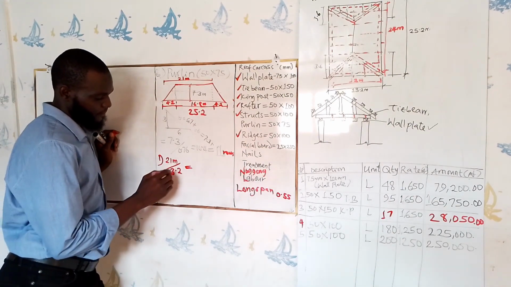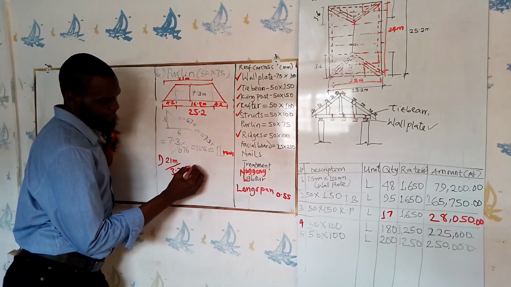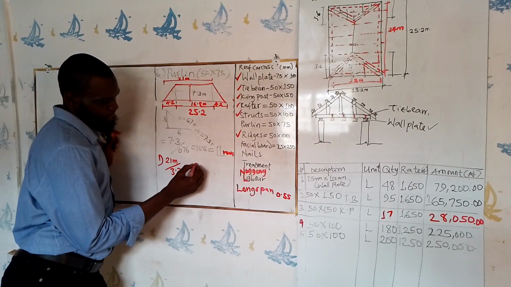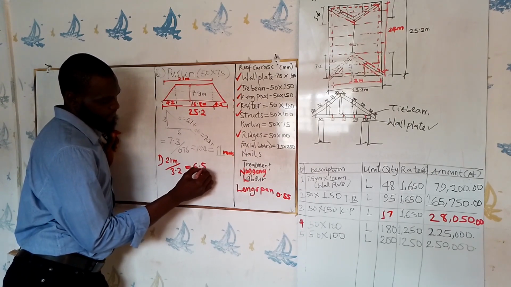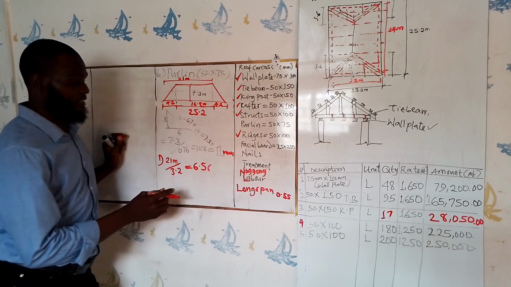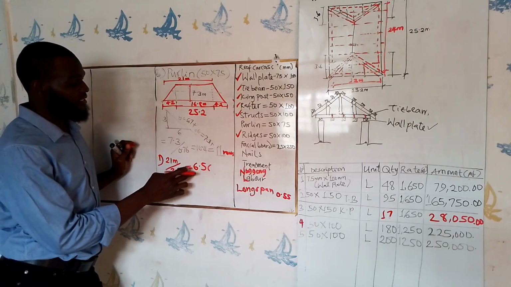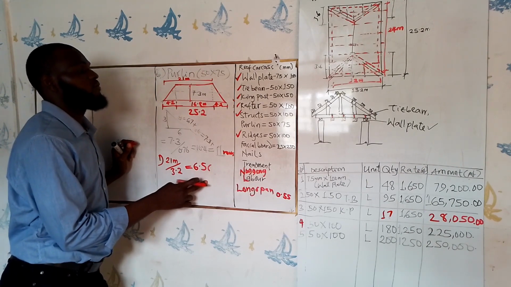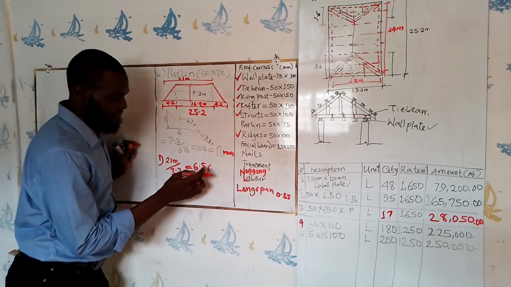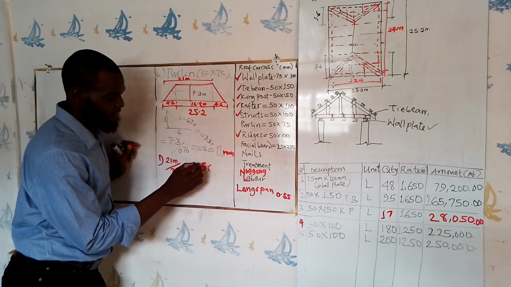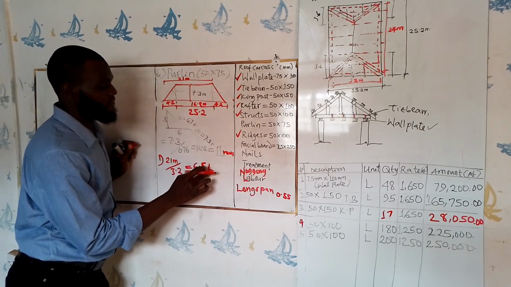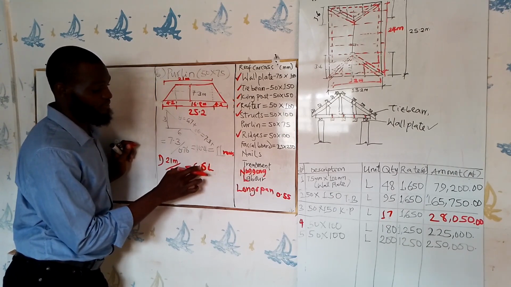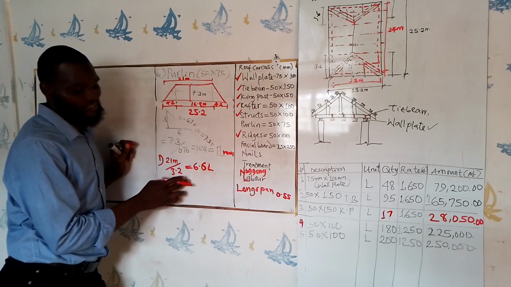21 divided by 3.2. That's 6.56. Okay, you can say 6.56. So it means we need 6 lengths and 0.6. Say 6.6 lengths. So this is approximately 7. So the joint actually will be 6.